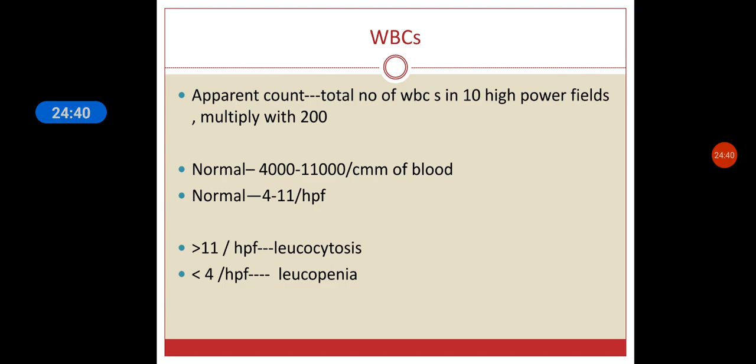Then in case of WBCs, I told you all these things, right? So what is a normal WBC count?